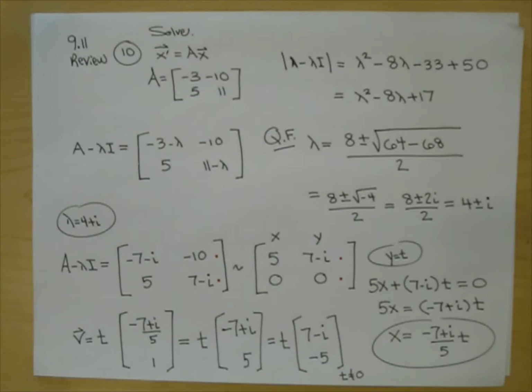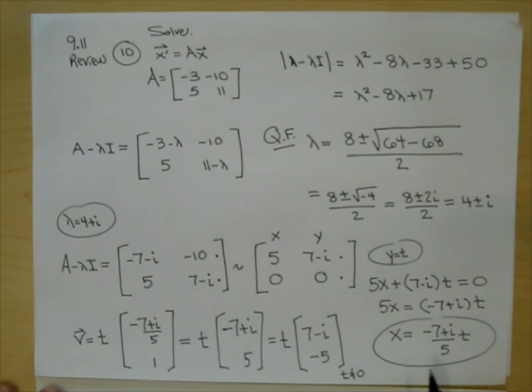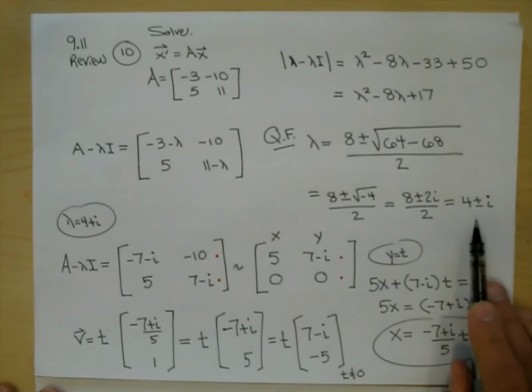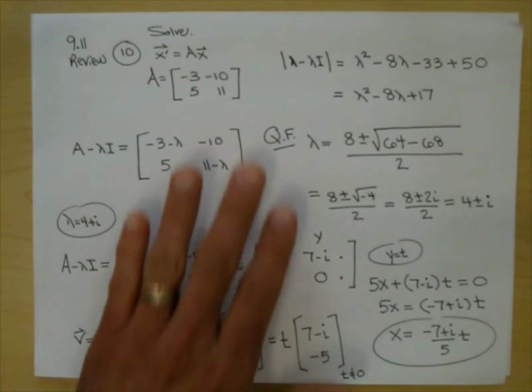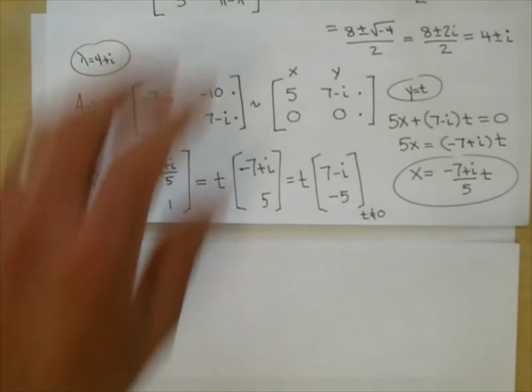So I've run out of paper here, and I really want to finish this problem. So what do I do next? Well, get another piece of paper. We could say, let's find the other eigenvectors associated with 4 minus I, because that was our other eigenvalue. But we don't have to do that.